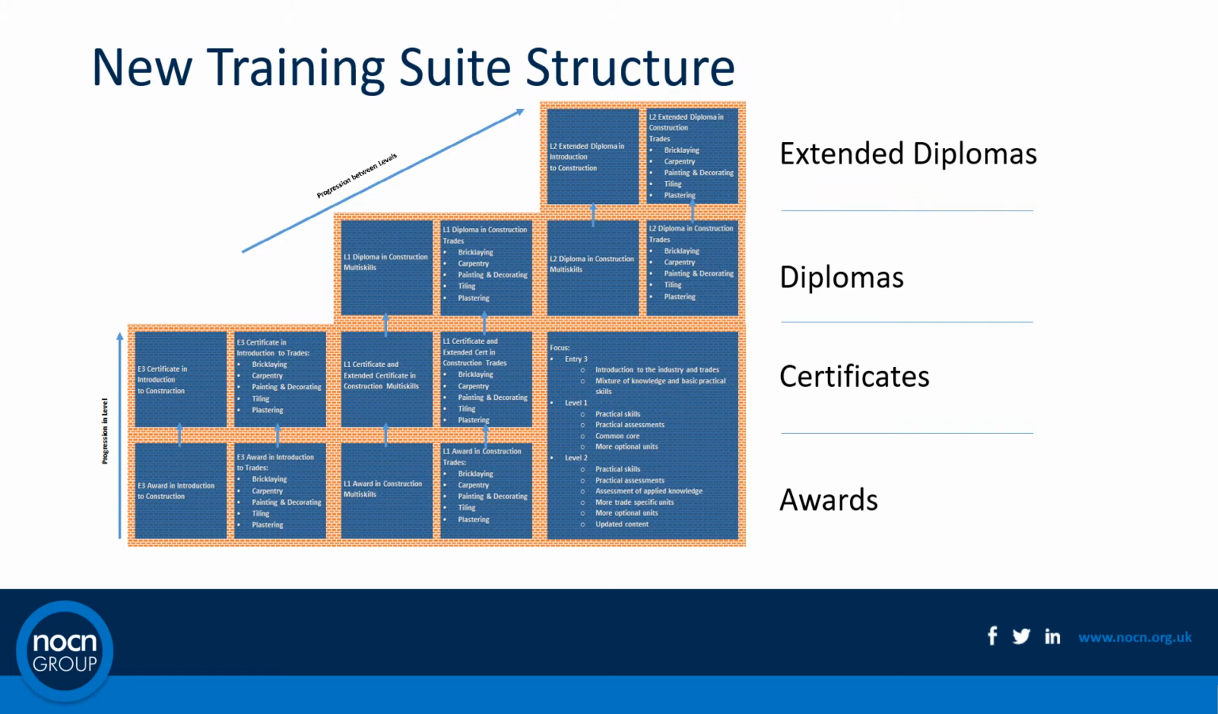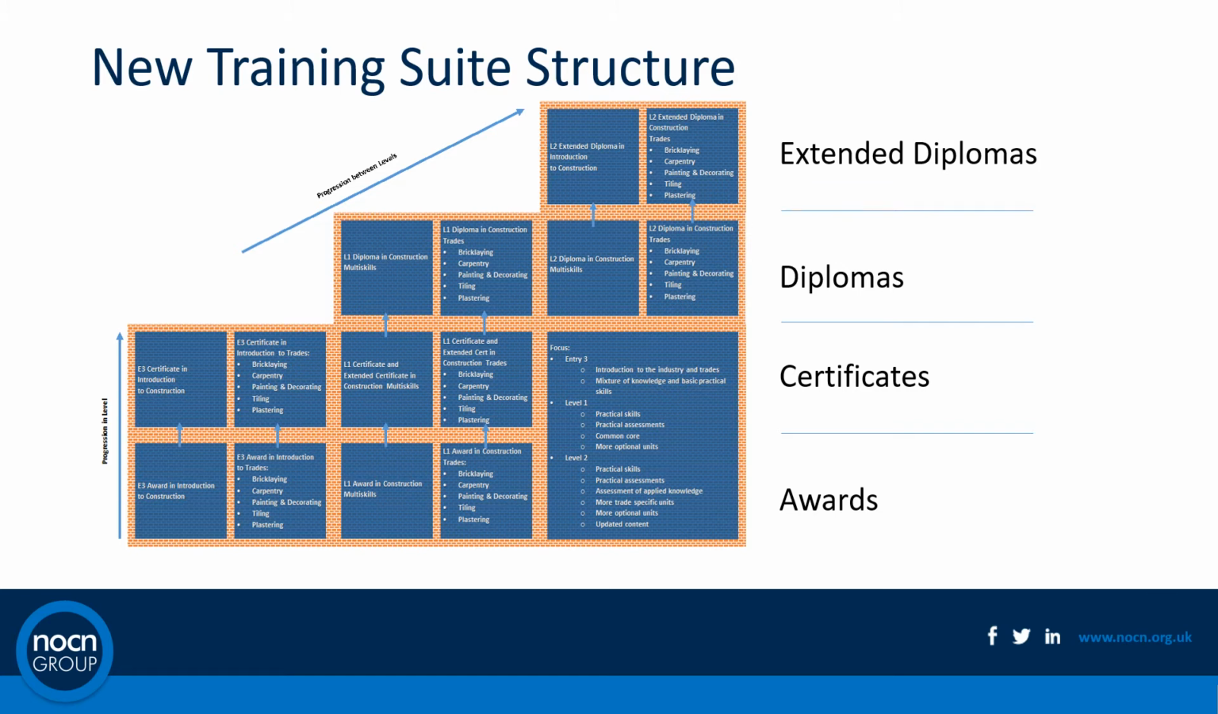New training suite structure. So this slide at first looks a little bit complicated, but let me break it down. What it is it shows three levels that we're operating at. So the two columns on the left are entry 3, third and fourth column are level 1, and then the fourth and fifth column are level 2.